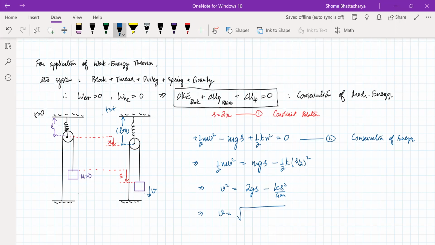It is square root of 2gs minus k by 4m s square, where g we will substitute as 10, k we will substitute as 50 into 10 raised power 2. So we'll substitute everything in SI units, and m we will substitute as 7.5 kg. S should be in meters, then v is in meters per second.